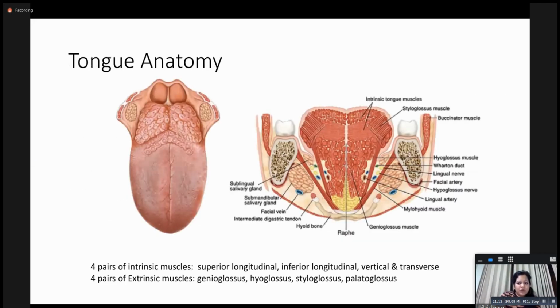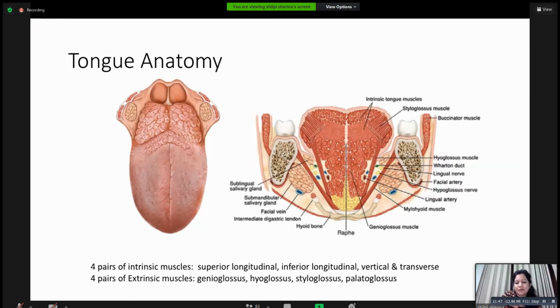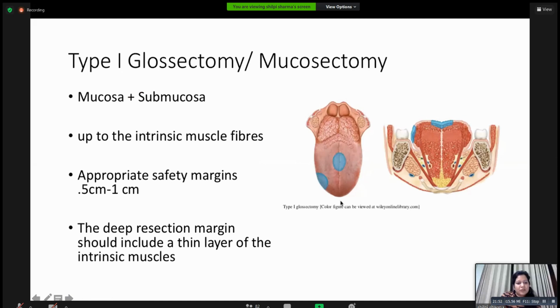Before going into the details, just look at the tongue anatomy as we discussed earlier. It has a midline septum, so there are right and left halves, differentiated from the base of tongue by the circumvallate papillae. Then it has mucosa, submucosa, intrinsic muscles, and four pairs of extrinsic muscles: styloglossus, hyoglossus, genioglossus, and then we have mylohyoid and stylohyoid, which are not extrinsic muscles but closely associated with the tongue musculature. And somewhere here, we have our lingual neurovascular bundle. So there are 5 types they have described.